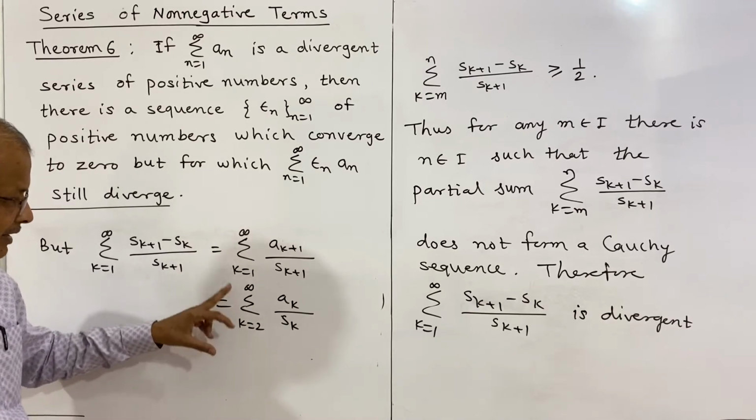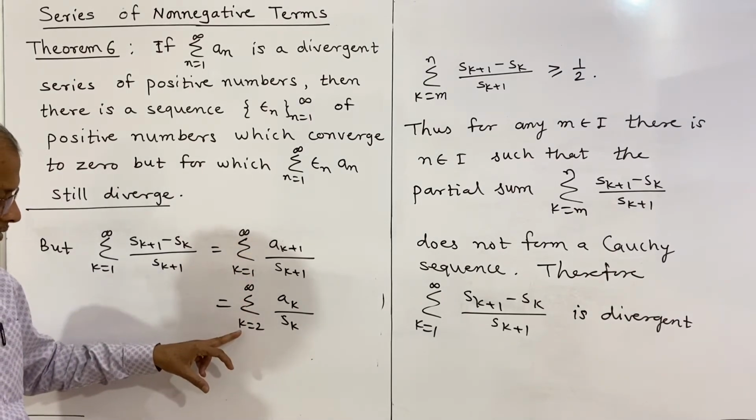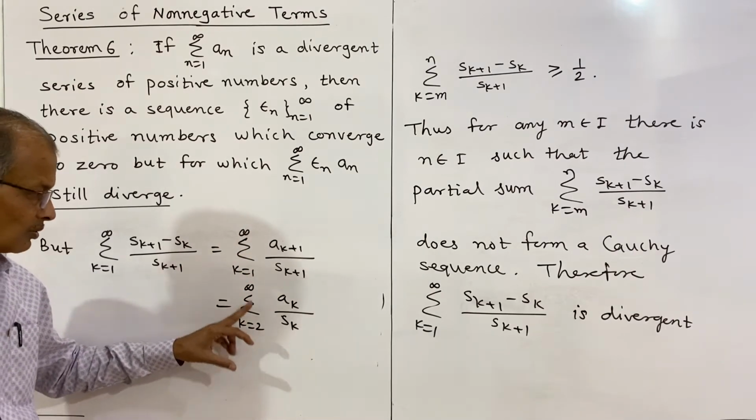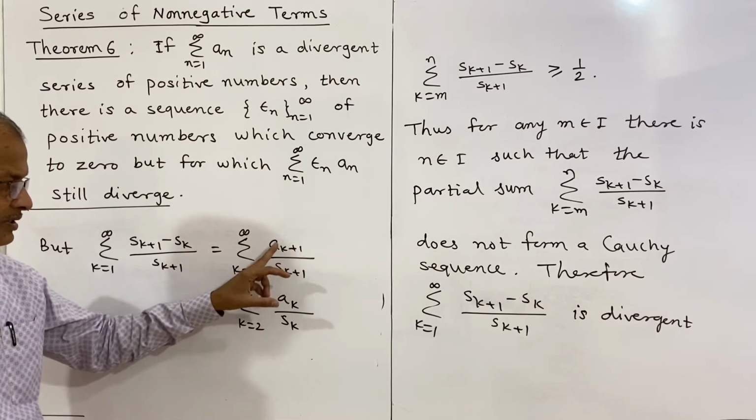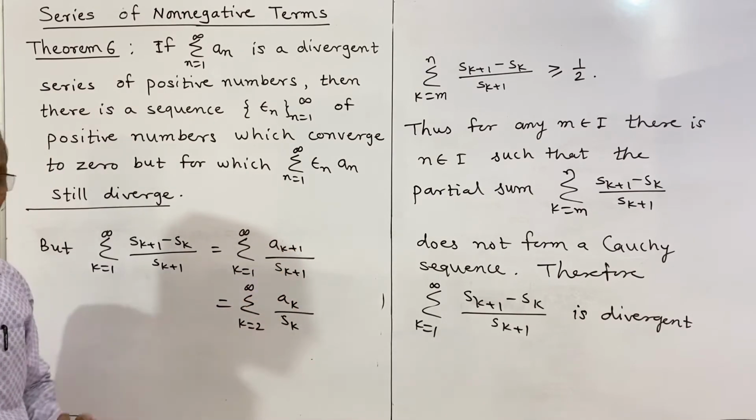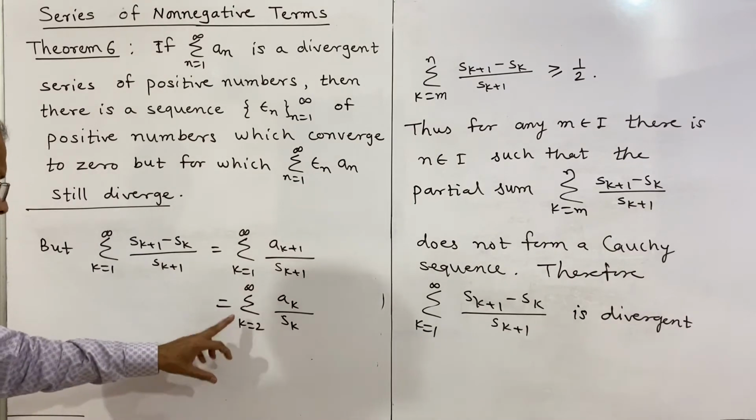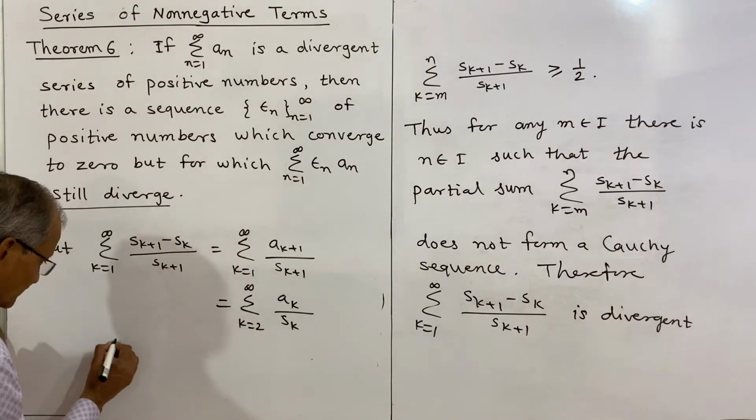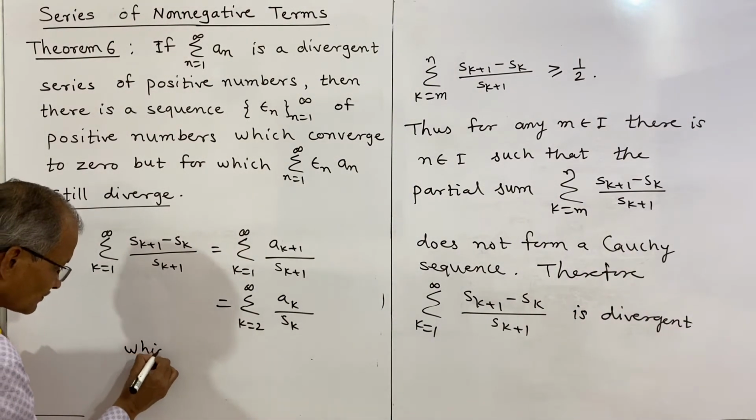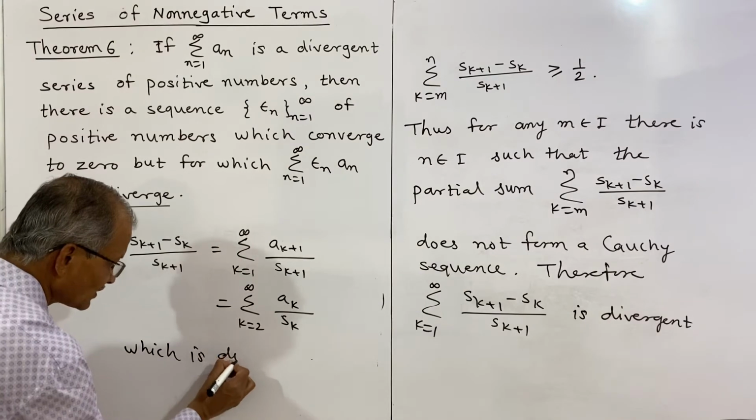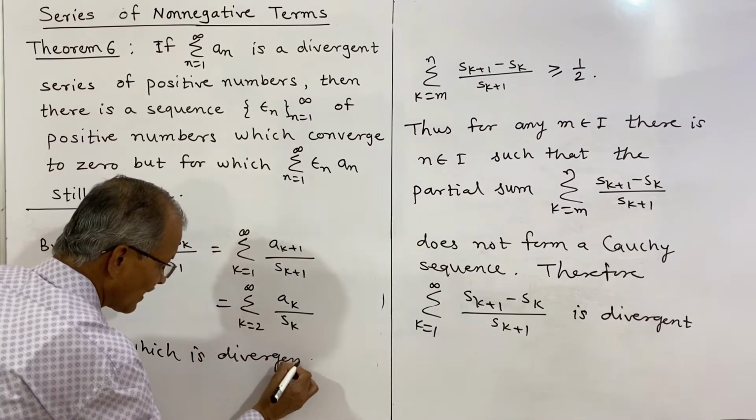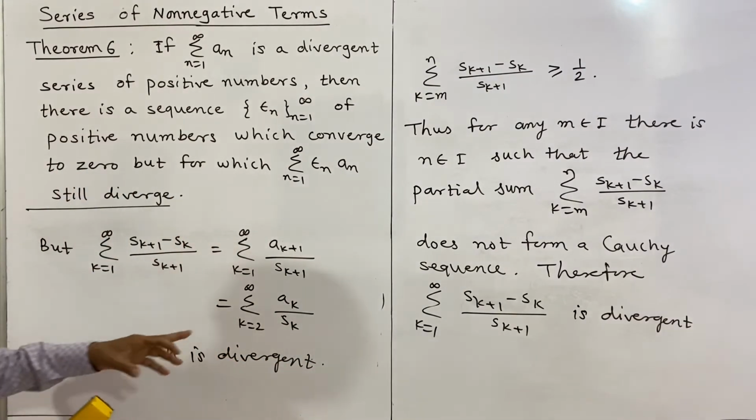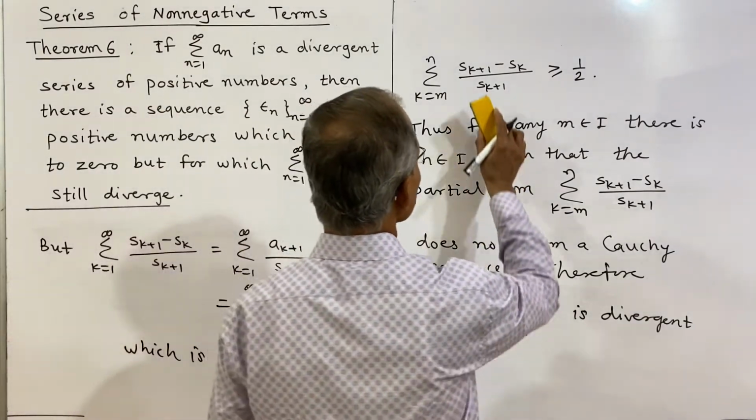We have shifted k from 1 to k from 2 to infinity, and therefore this suffix is decreased by 1, and this is divergent. Therefore it is divergent, which is divergent. And now we take 1 upon Sk as epsilon k.